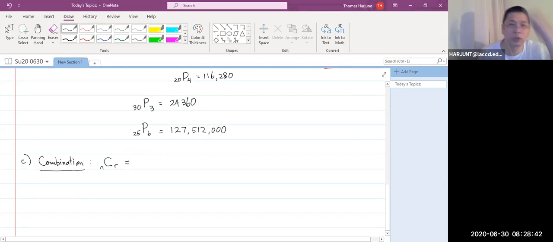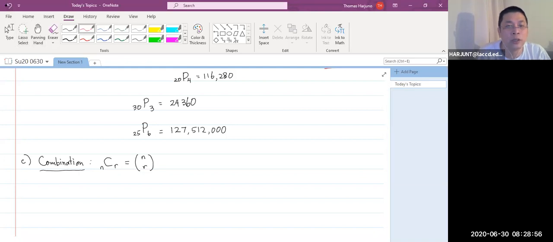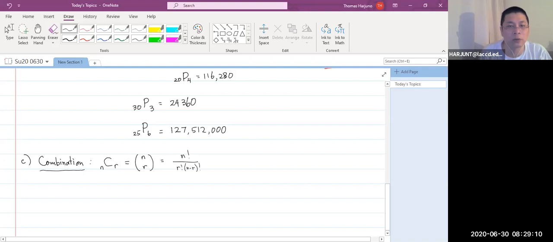In pre-calculus textbooks, they use this notation: parentheses, N on the top, R at the bottom, but no line in between. No, not a fraction. This is not a fraction. And this means n factorial over r factorial times n minus r factorial. That's what it means.